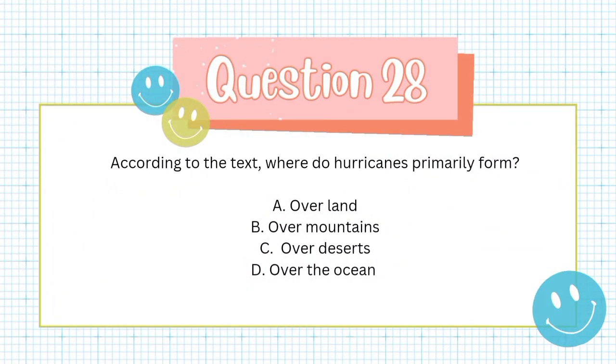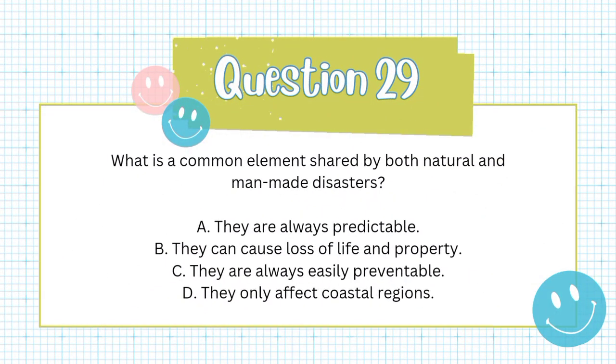28. According to the text, where do hurricanes primarily form? A. Over land. B. Over mountains. C. Over deserts. D. Over the ocean. The correct answer is D. Over the ocean.